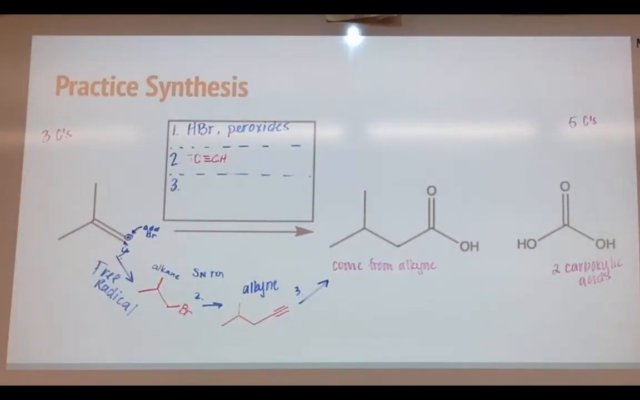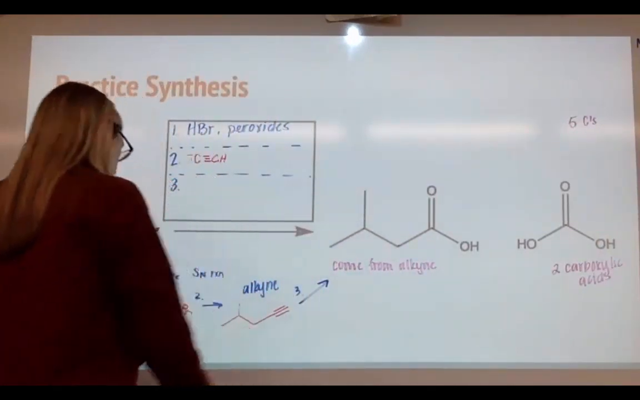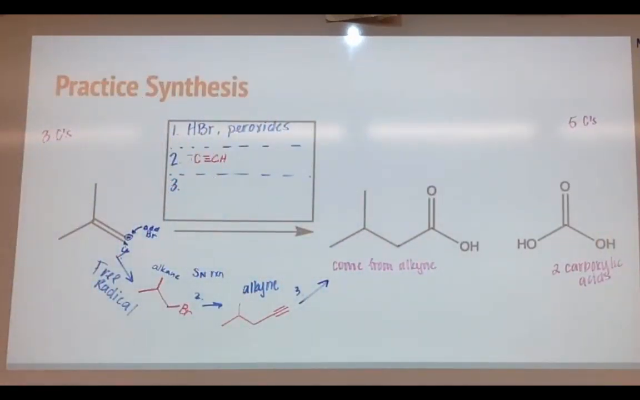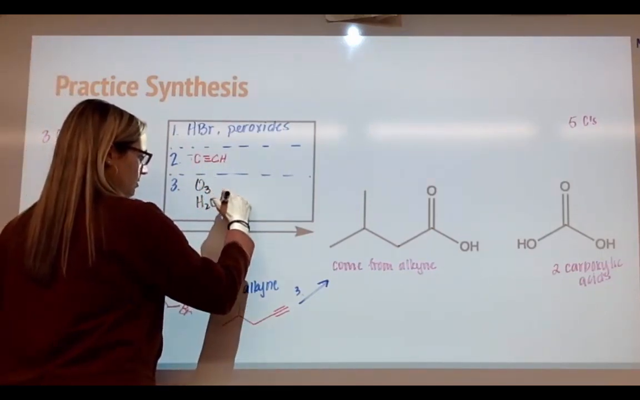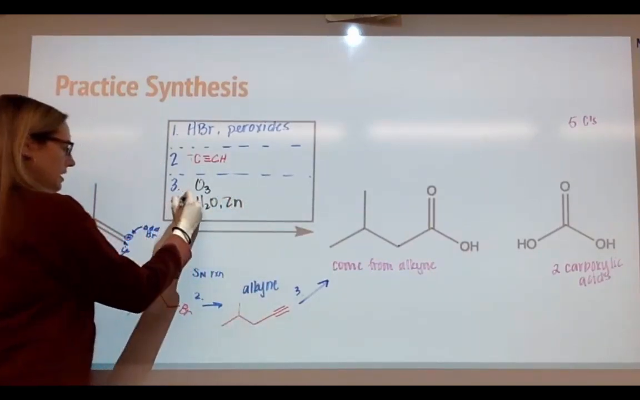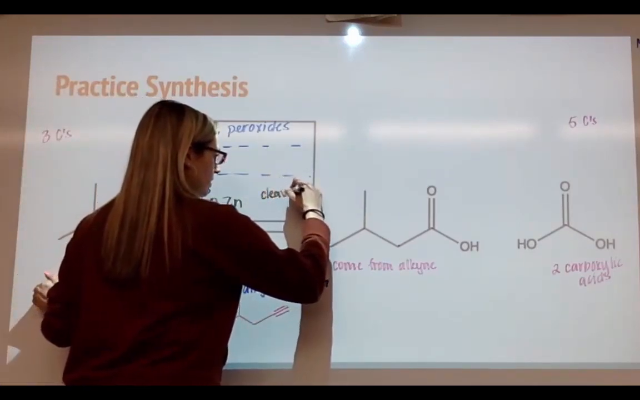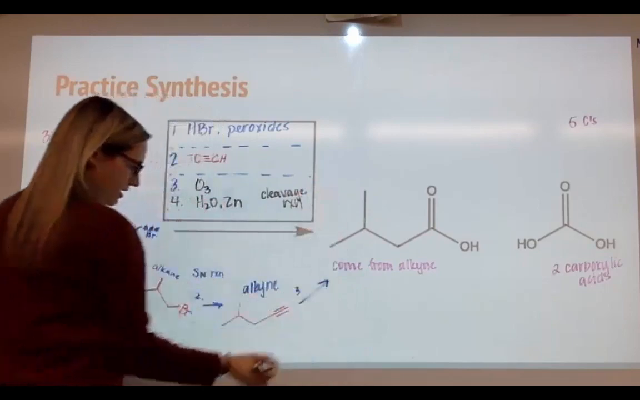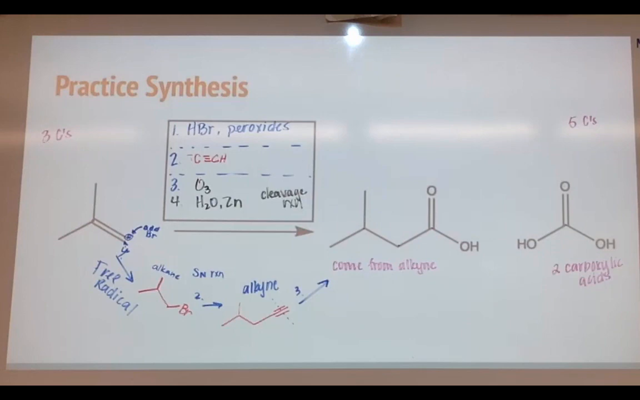Now when you actually look at your reference sheet, you could use either one of the cleavage reactions. I think the first one that people see on the list is ozonolysis. Right, ozonolysis adds ozone and water and zinc. So O3 and H2O and Zn. So I guess technically you could have 3 and 4. This is a cleavage reaction. Cleavage reaction will actually cut this triple bond and produce that carboxylic acid. It's going to produce 2 carboxylic acids.